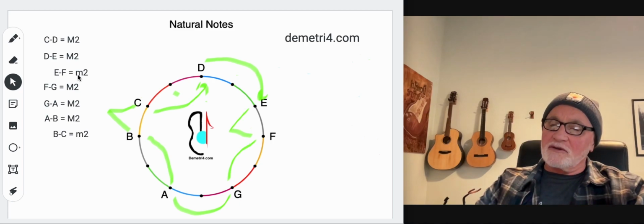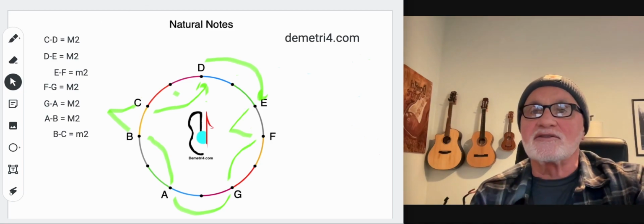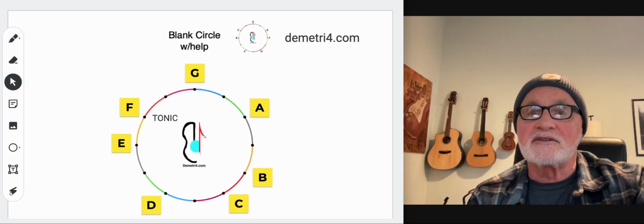Okay, we're going to go to third intervals. Let's look at the distance from one note to the third, skip a note. So let's do this. We'll have another one of those.